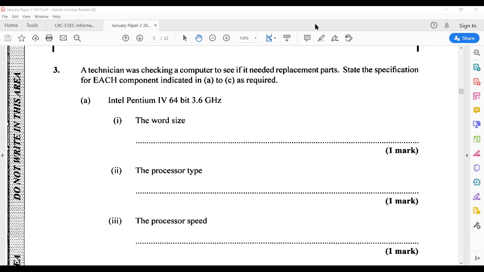All right, I see some answers coming in there. So the word size of this, based on the specification of this component, is 64-bit. Okay, that's the word size. The processor type is Intel Pentium 4, and the processor speed is 3.6 gigahertz. Any questions on that? Everybody okay?